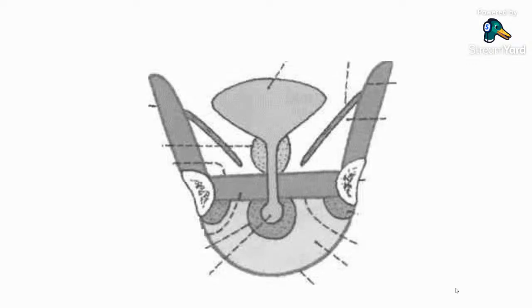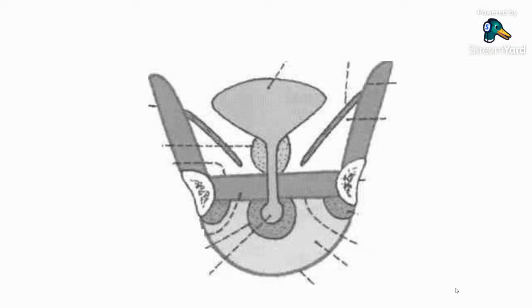The urethra traverses throughout the substance of the bulb. The part of the urethra within the bulb shows a dilatation, known as the intrabulbar fossa. In the exam, the penis comes for 5 marks.